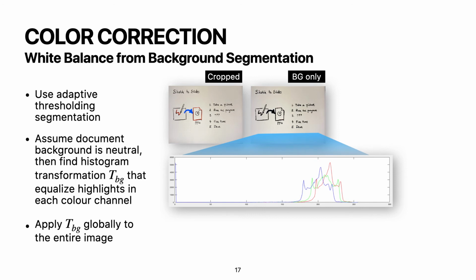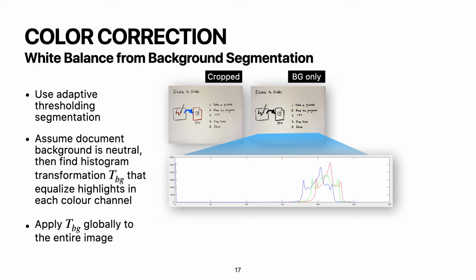So now let's talk about color correction. This is the next phase. From the cropped image, we use adaptive thresholding to segment document content from document background. Now, if the background is mostly neutral, as we see here, then we can find a transform T that equalizes the highlights in each color channel.